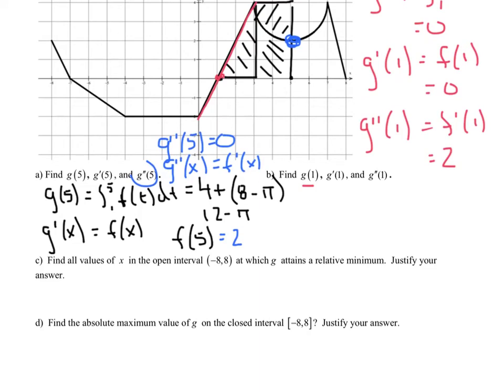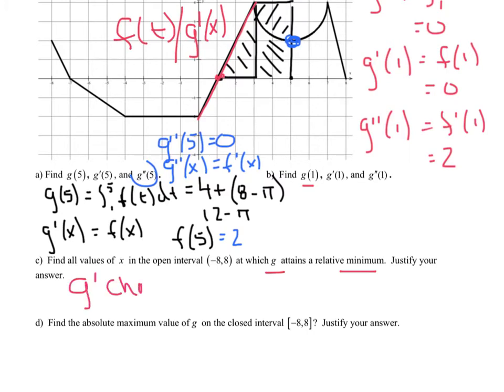Now what you want to continuously tell yourself is, yes, this is a picture of f that I'm staring at, but it's also a picture of g prime, because g prime and f are one and the same. And so I want to know, in order for g to attain a relative min, we know that g prime has got to do what?